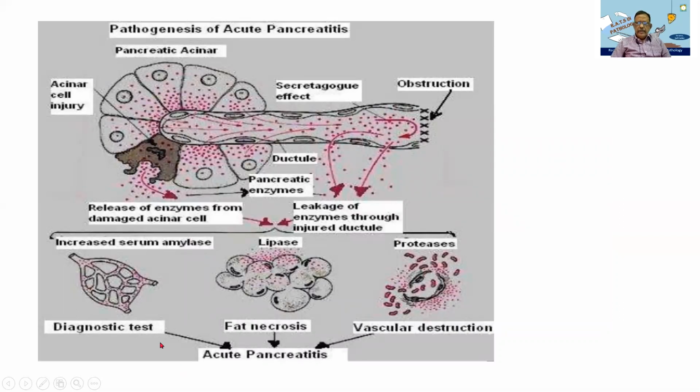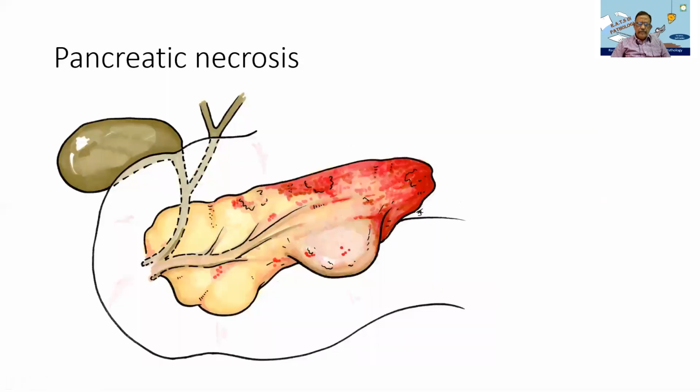I have clubbed both the pictures together. Again, it's the same. Acinar cell injury or a ductal obstruction, release of the enzymes. And the common enzymes will be the serum amylase is increased, which is used as a diagnostic test. Lipase is another enzyme, protease. These lead to destruction of the fat and the blood vessels.